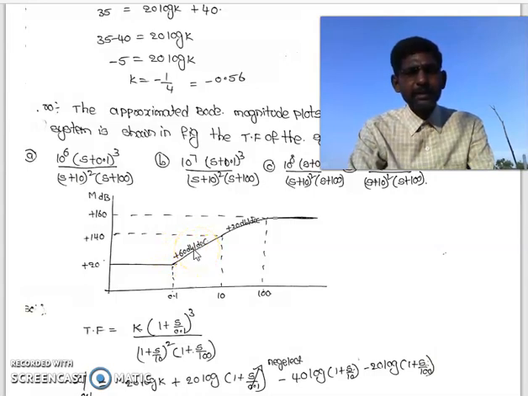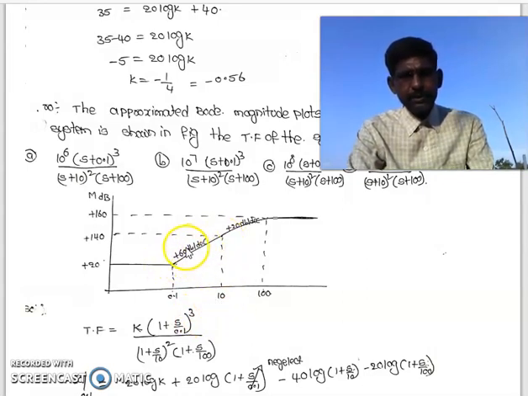If we had minus 60 dB per decade, then 3 poles would be present. Since in this case we have plus 60 dB per decade, they are zeros. For each zero we have a slope of plus 20 dB per decade, plus 20, plus 20, totally 60 dB per decade. So (1 plus s by 0.1) whole cube. 3 zeros are present.